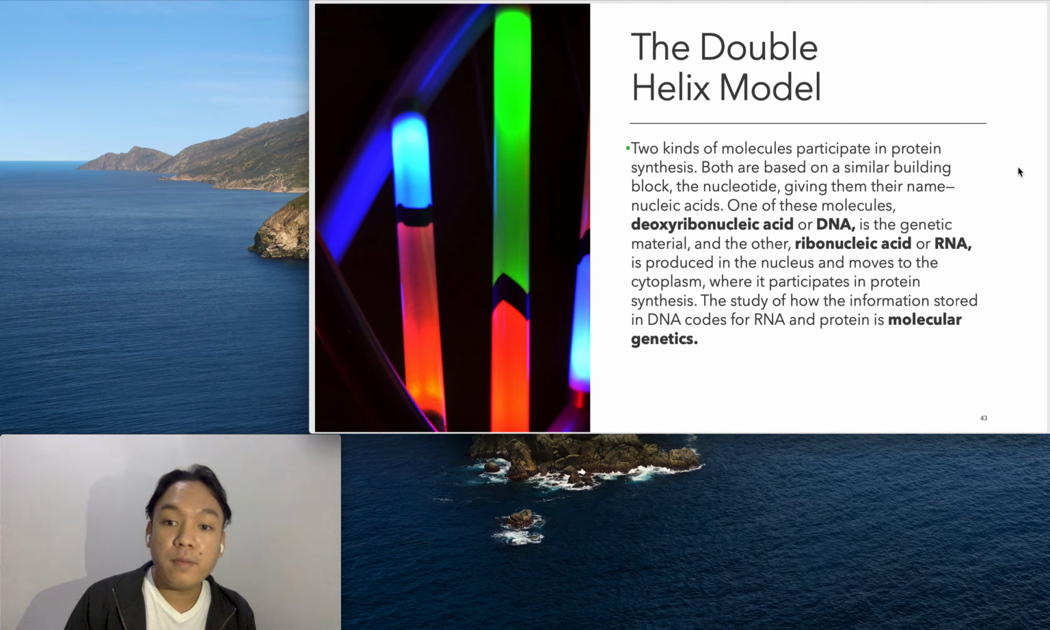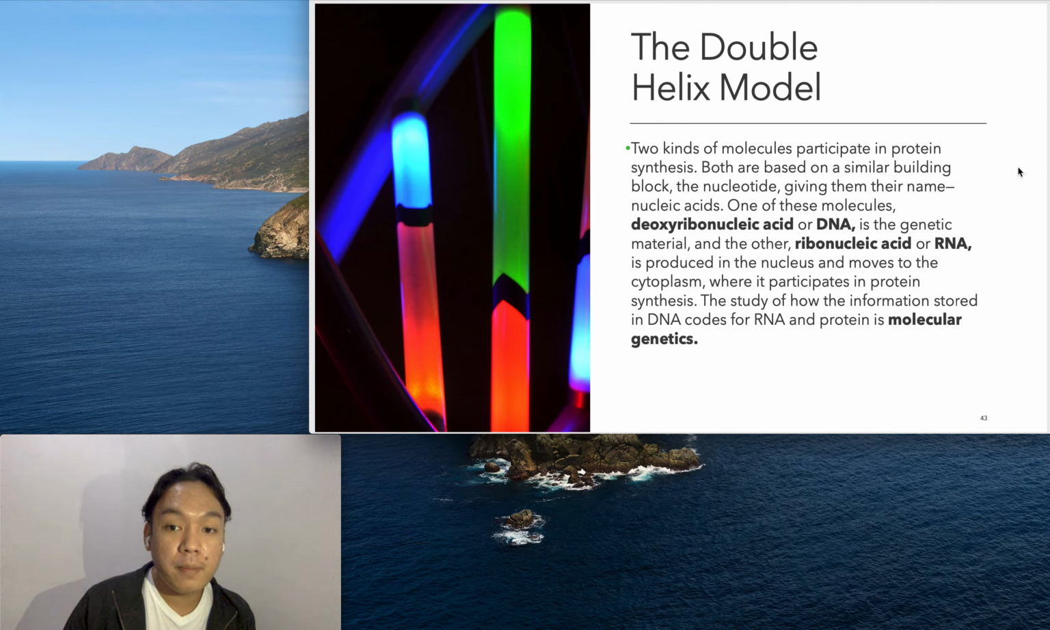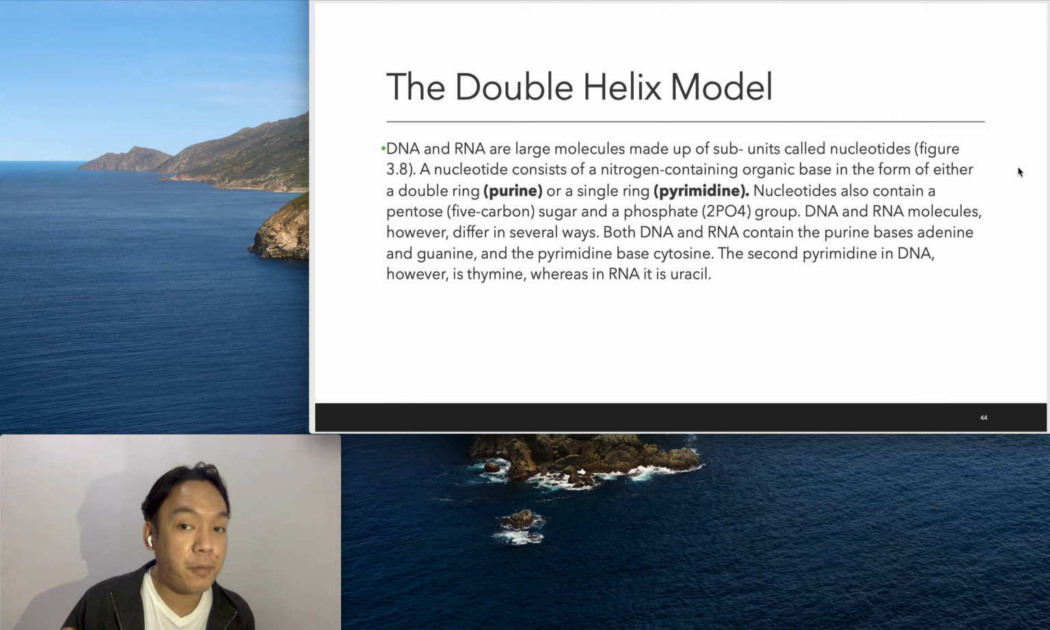We have two kinds of molecules which participate in protein synthesis. The first is the DNA, the genetic material, and the other is the ribonucleic acid, or the RNA. It's produced in the nucleus and moved into the cytoplasm, where it participates in your protein synthesis process. This area of our study is what we call molecular genetics.